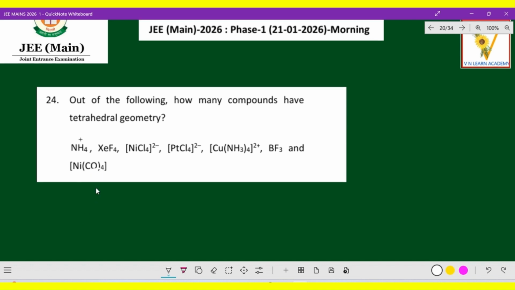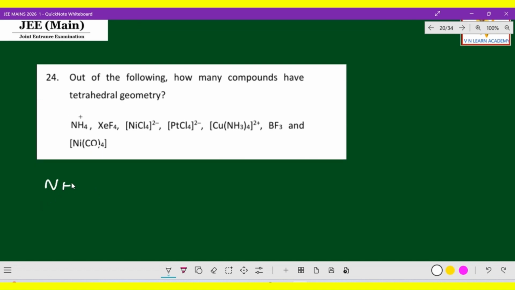NH4 plus is sp3 hybridization, and it is tetrahedral.